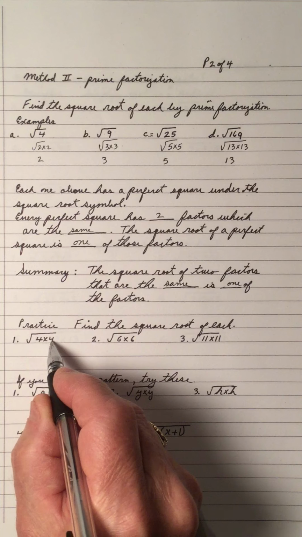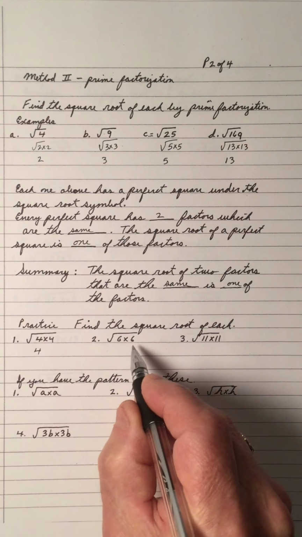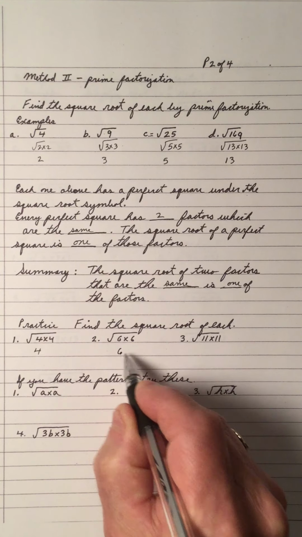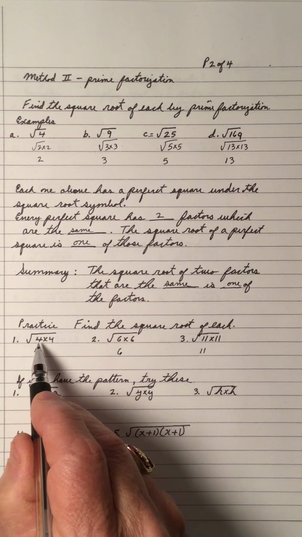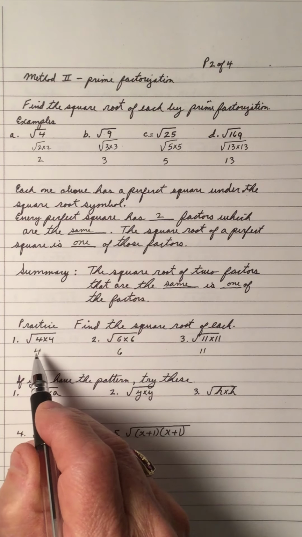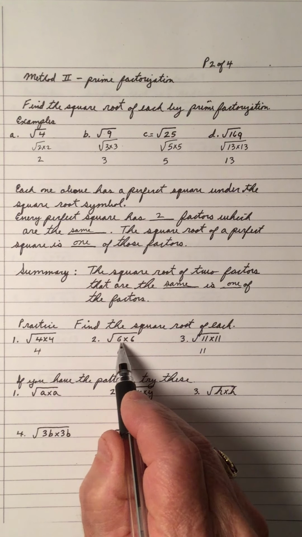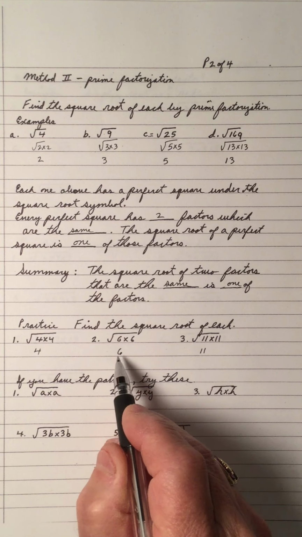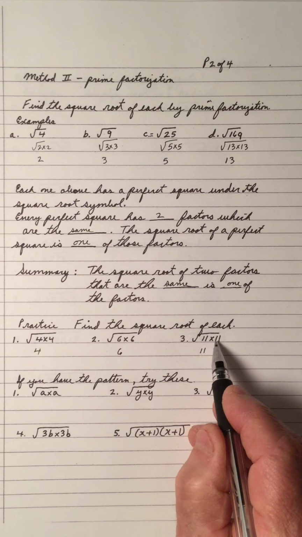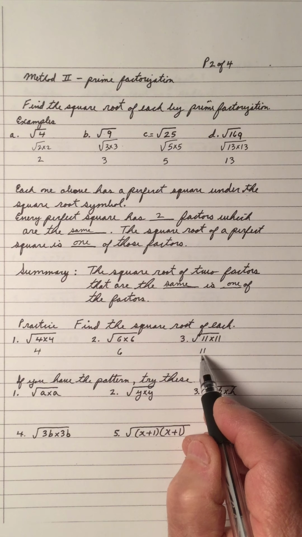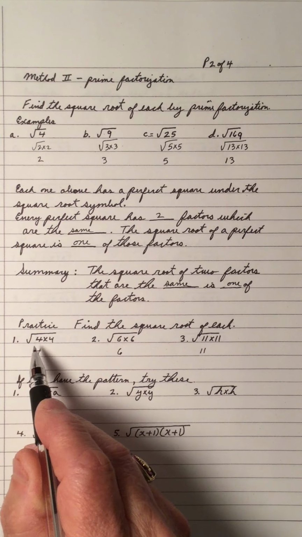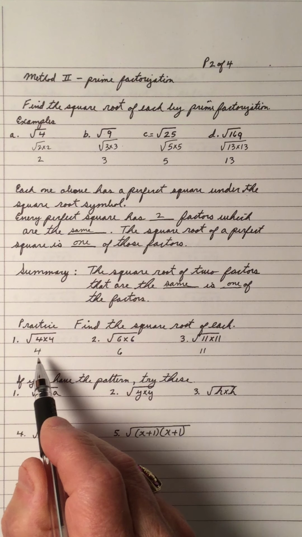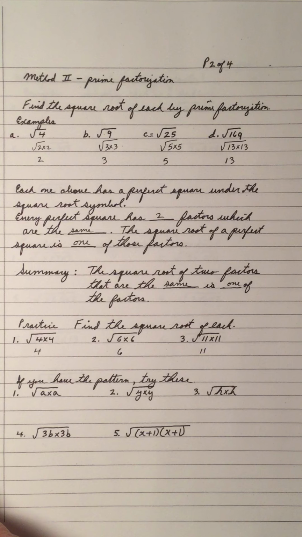So if you have 2 4's, we take one of them. If you have 2 6's, we take one of them. If you have 2 11's, we take one of them. So just think, 4 times 4 is 16, so square root of 16 is 4. 6 times 6 is 36, the square root of 36 is 6. 11 times 11 is 121, square root is 11. So we're going with the idea in prime factorization. If we have 2 factors the same underneath the square root, we take one of them out.